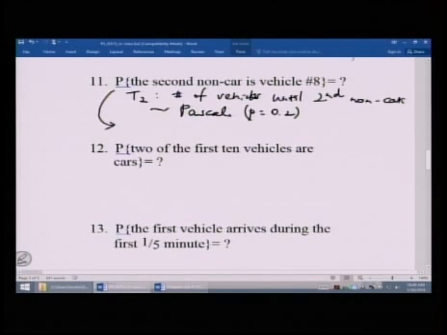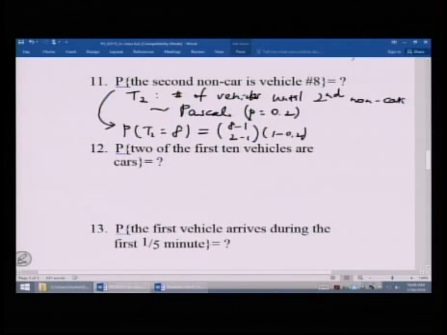Then the desired probability should be T sub 2 equals 8. Is that right? Then I believe this is going to be 8 minus 1 choose 2 minus 1, times 1 minus 0.2 to the 8 minus 2, times 0.2 to the 2. Okay?